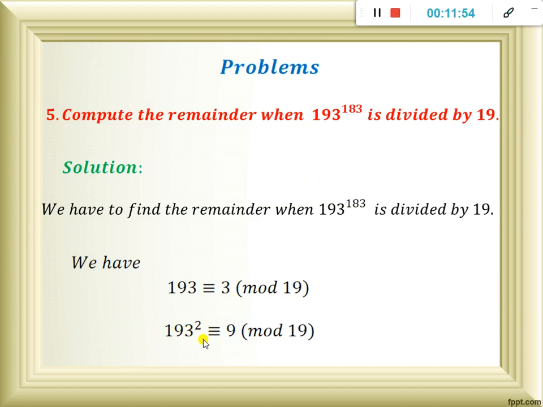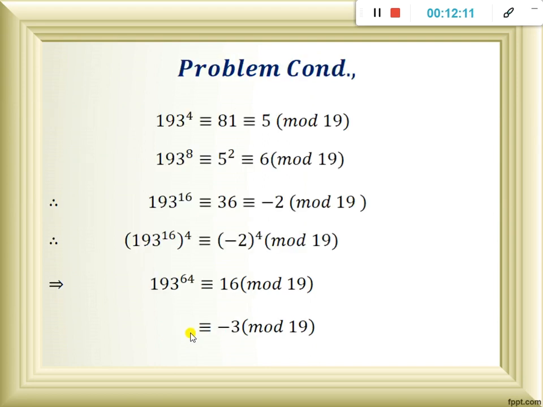So 193 square, you can't multiply directly, am I right or not? So simply you just square this number, cross squaring. So 3 square becomes 9. We can't divide here, keep it 9 as it is. Again I'm going to square on both sides, you'll get 9 square, 81. So just divide 81 by 19, you will get remainder 5.